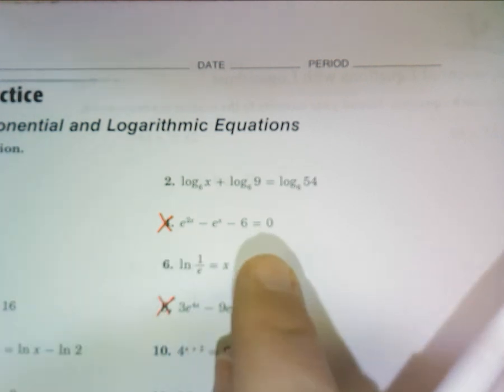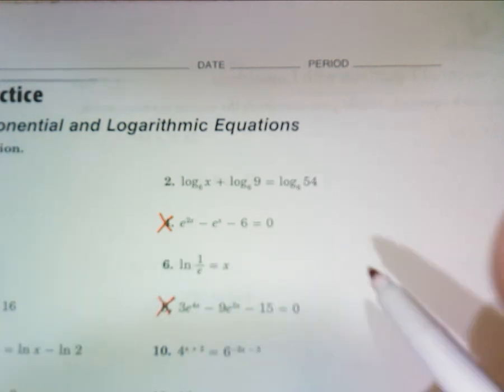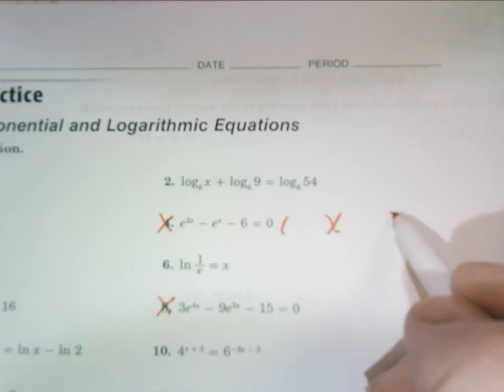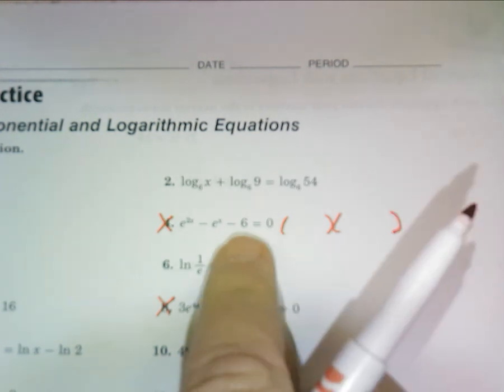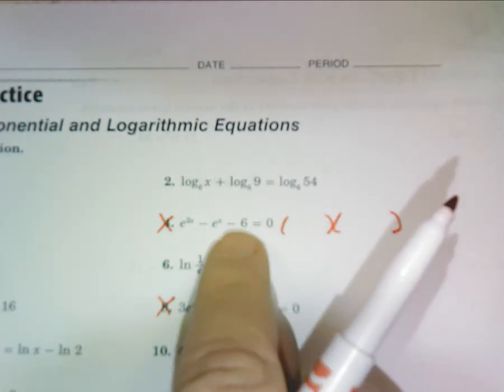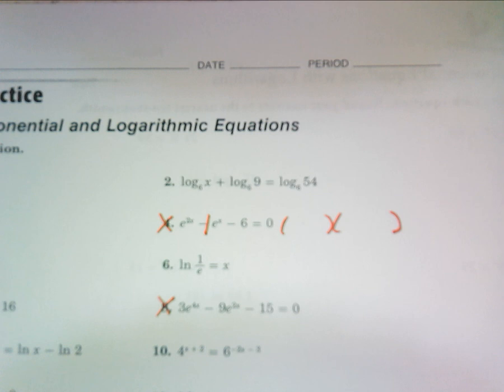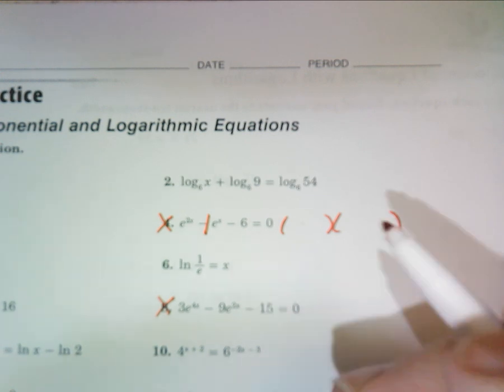It looks like a trinomial quadratic that we're used to factoring. You can factor this, okay? I bet you know which two numbers multiply to -6 and add to the middle coefficient of -1. What two numbers multiply to -6 and add to a -1? -3 and 2.